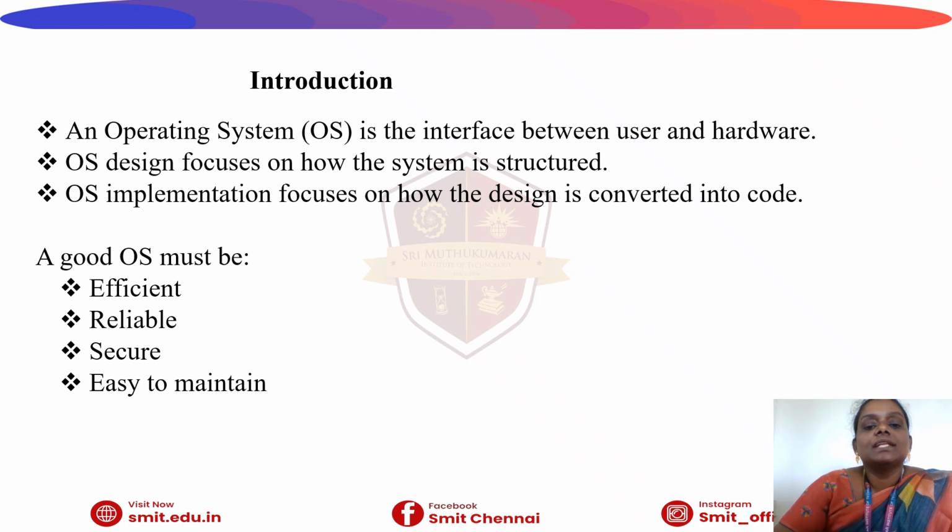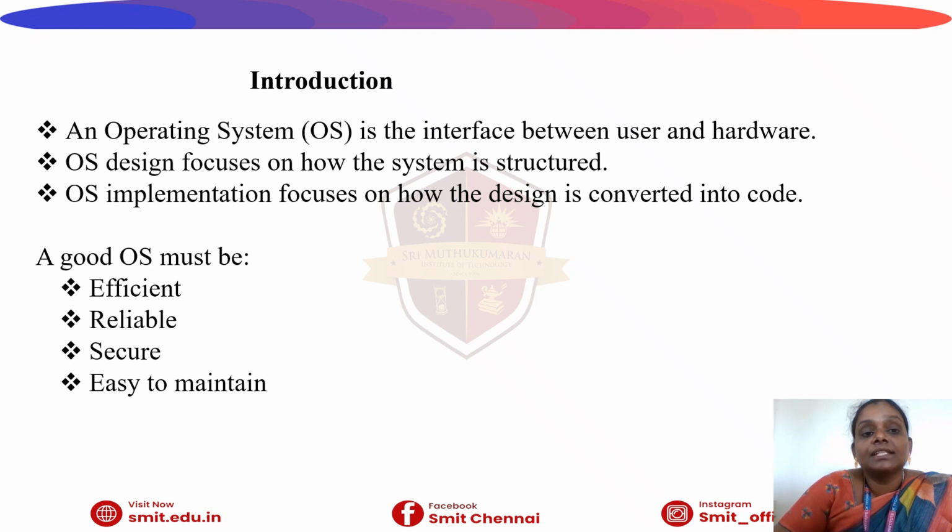Introduction. An operating system is an interface between the user and hardware. An operating system is a system software that acts as an interface between the user and the computer hardware, and also it helps user to run programs easily without knowing hardware details. We can say in a simple form, an operating system is a system software that manages computer hardware and software resources and provides services to users and applications.